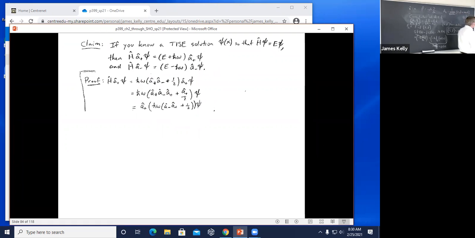Riley, can you inspect the second to the third line and tell me what happened there?